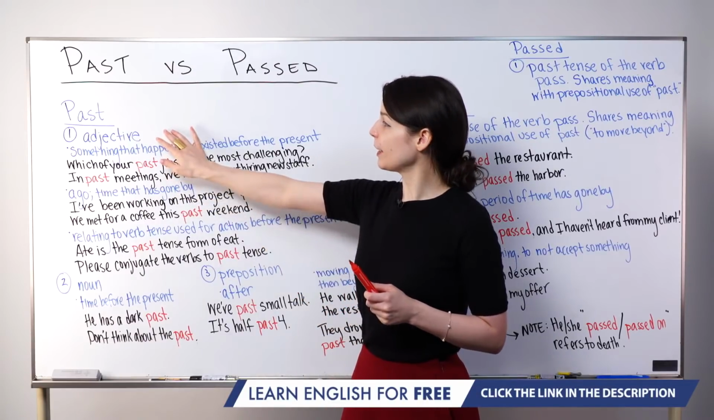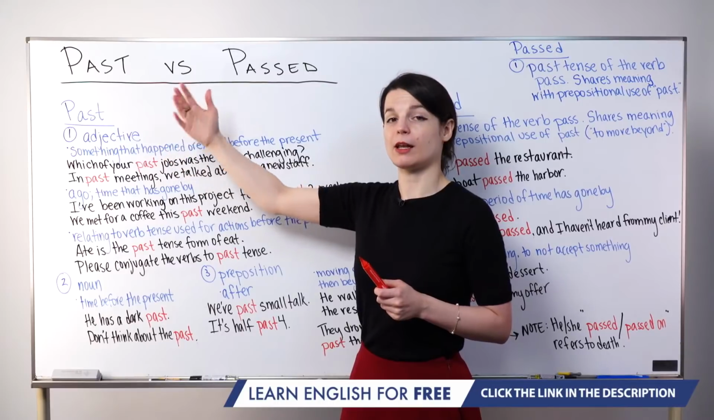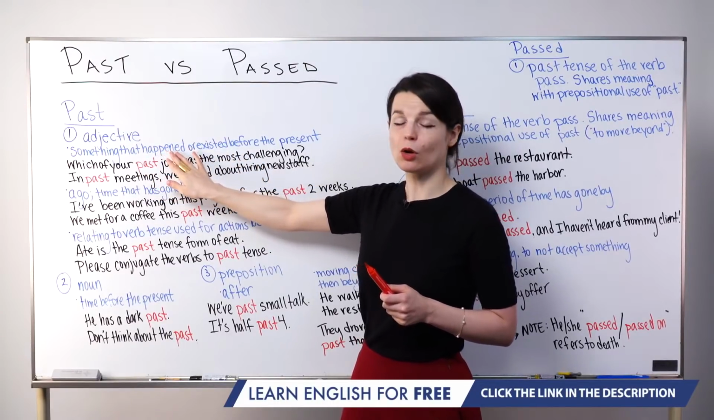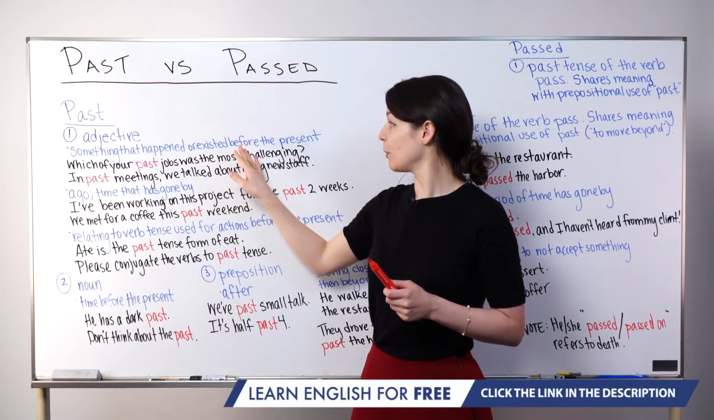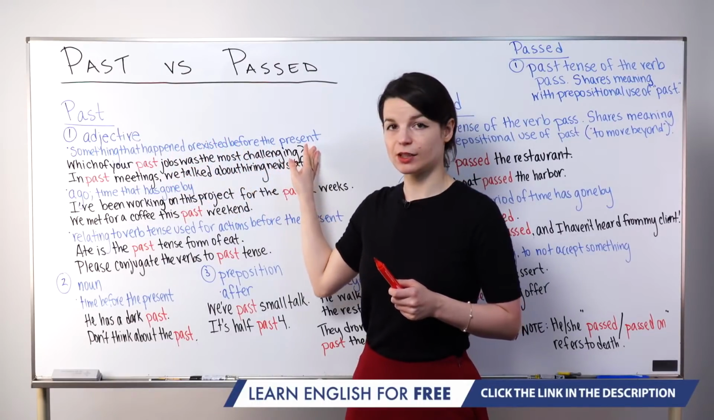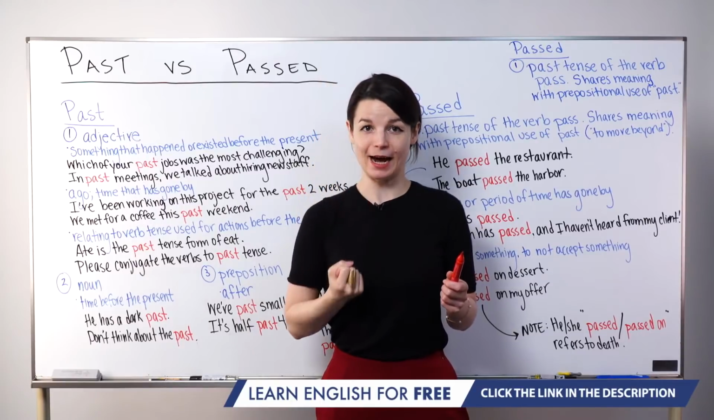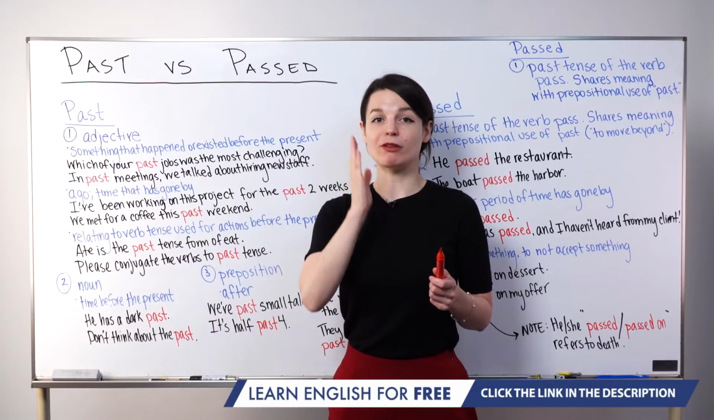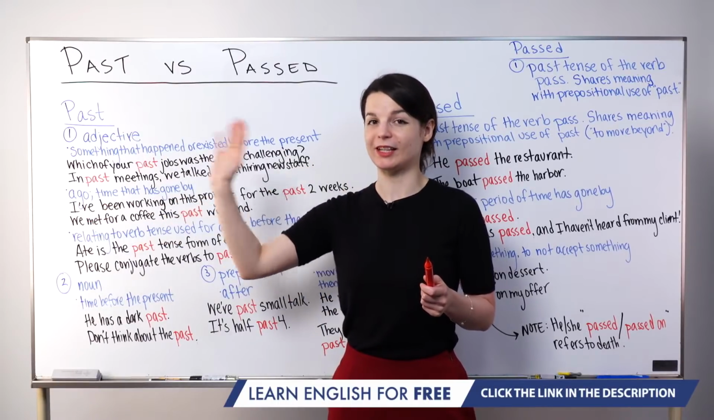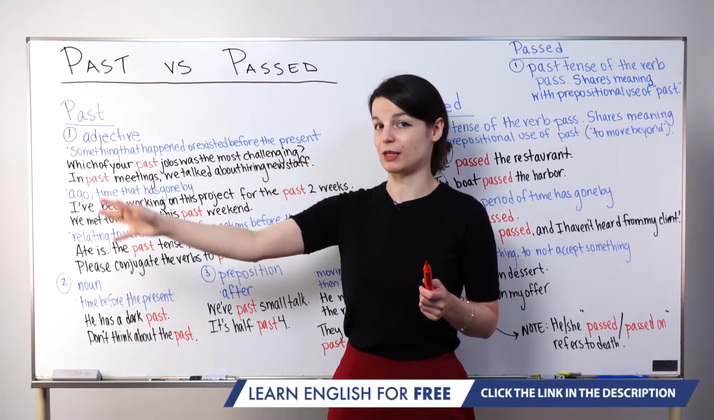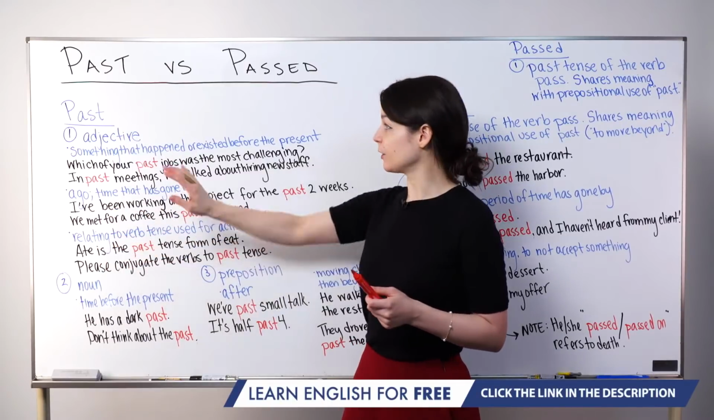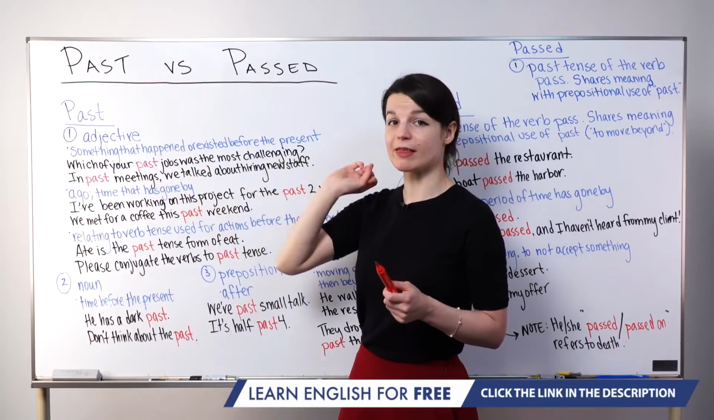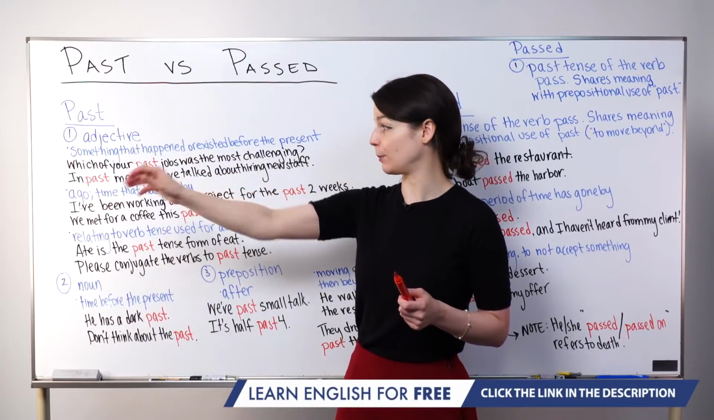So, we use past as an adjective, meaning it modifies nouns, to mean something that happened or existed before the present. So a reminder, the present is now. Something past is something that happened before now. So yesterday, last week, last weekend, last year. So we use past as an adjective with a noun to explain something that happened or existed in the past.